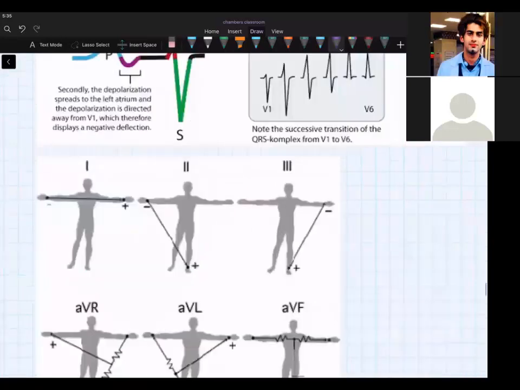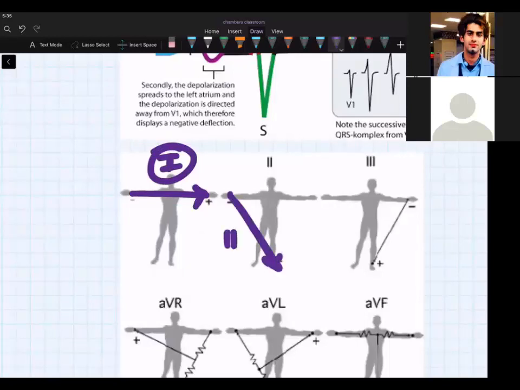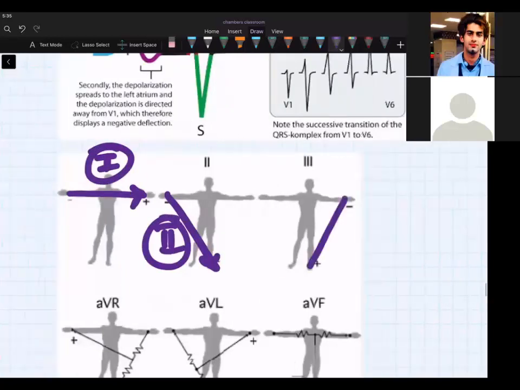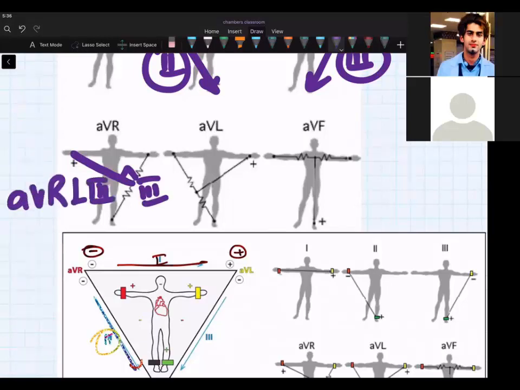So see, this should be lead 1. Exactly, this should be lead 1. This should be lead 2. This should be lead 3. So the electrode is going from this side, so it's perpendicular to lead 3. Isn't it perpendicular to lead 3? So I call this AVR is perpendicular to lead 3. Please write in a small box. It is perpendicular to lead 3.